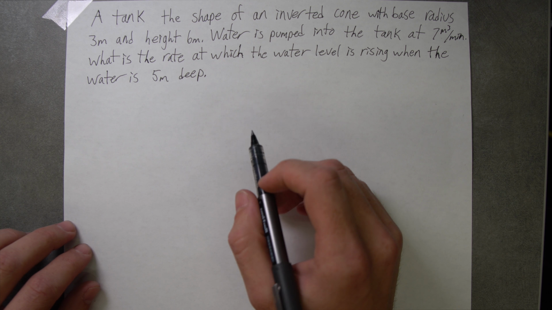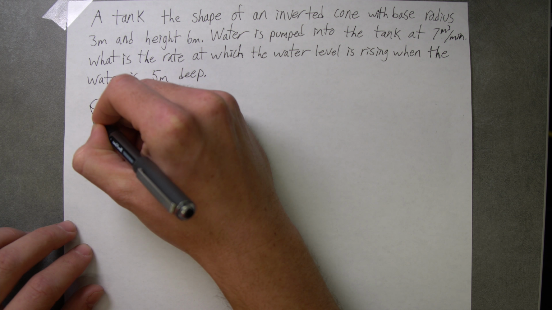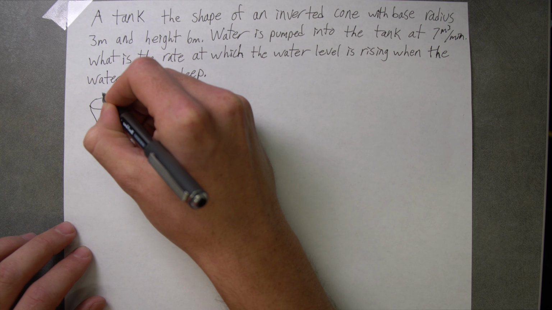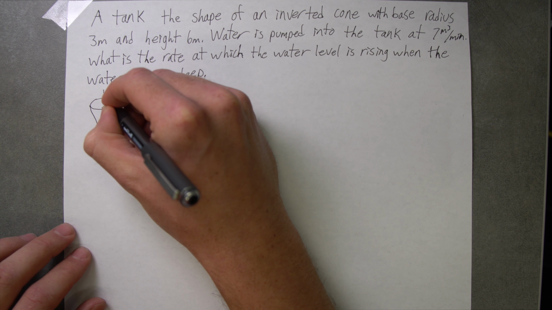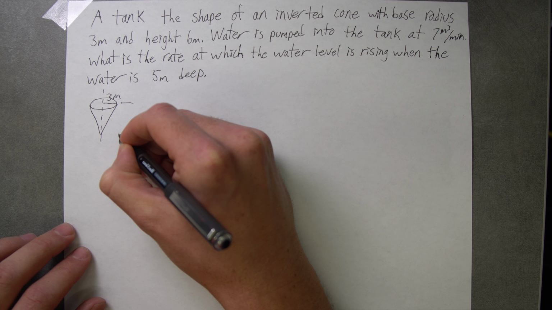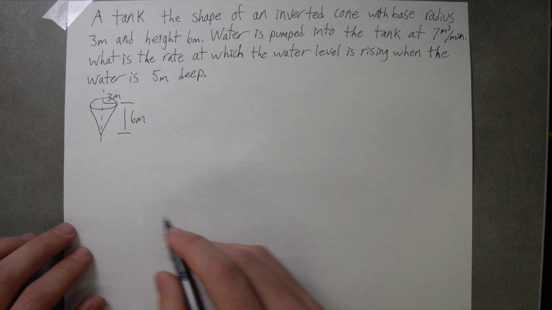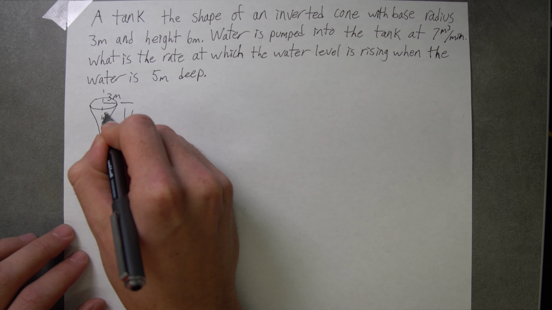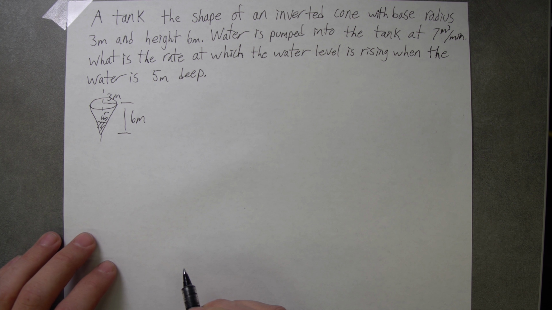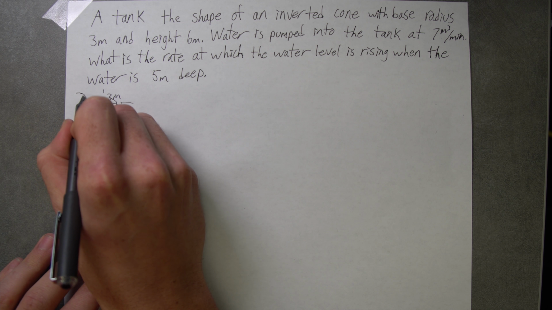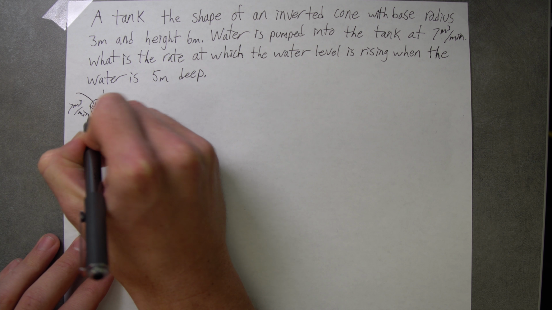So the first thing we're going to do is draw out our situation here. We're going to draw our inverted cone, and we're going to give it a radius here of 3 meters. We're going to label the height of our cone to be 6 meters. This over here is our radius. And we're going to have water inside the tank. This is being filled at a rate of 7 cubic meters per minute.